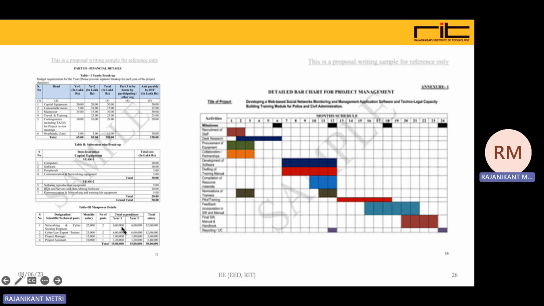Then manpower details. That is, maybe some scholars or research fellows you need, and a monthly stipend of 25,000 you are giving. If you are taking two such candidates, that means 6 lakhs for one year, 6 lakhs for another year, like this you can mention. Then you may need experts, you may need help of some consultancy agencies, project managers, assistants. All those you can put in these manpower details.